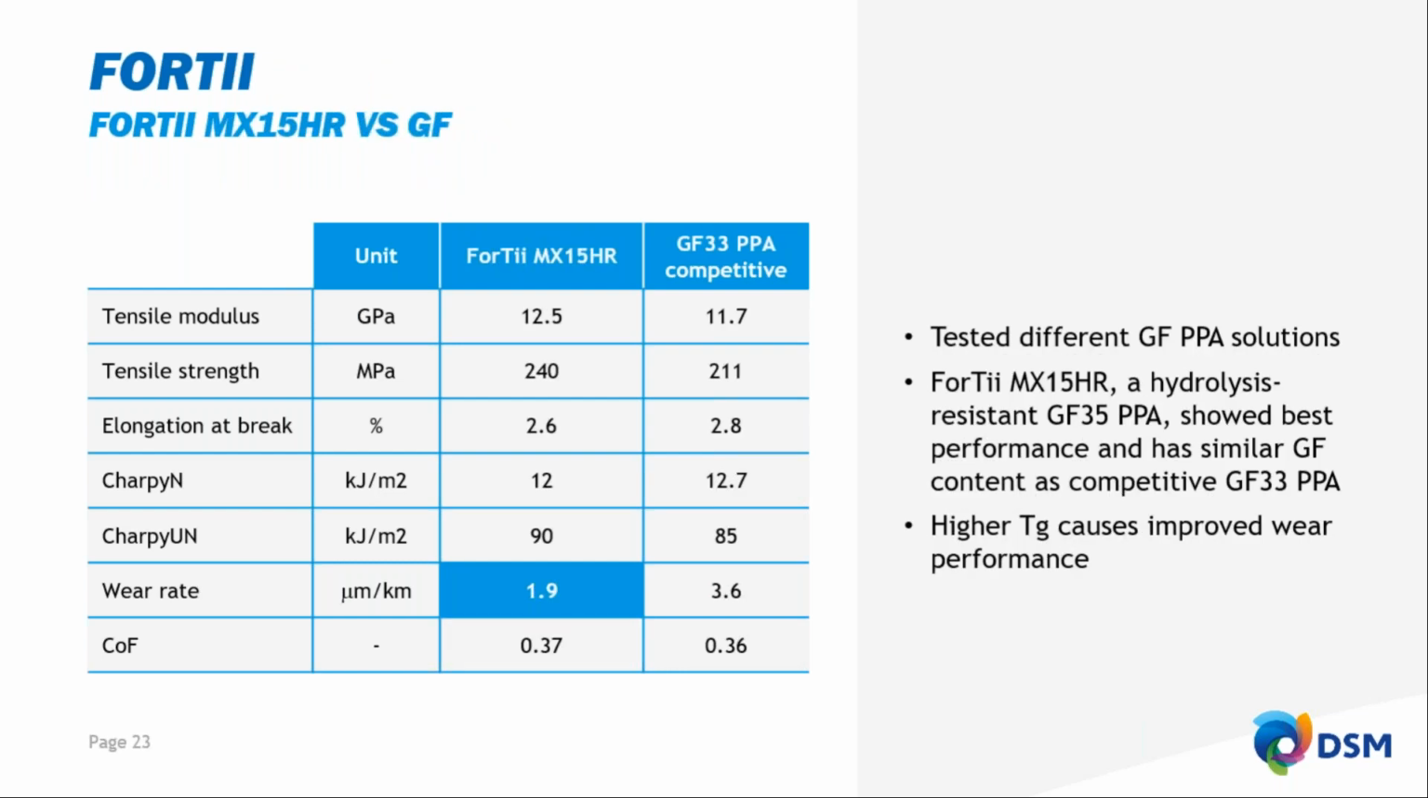So looking at the 35% glass-filled PPA versus a 33% competitive PPA, which is traditionally used for some rod guides out there. Mechanical performance, when we look at tensile modulus and tensile strength, is very comparable. Actually, the 4T is slightly higher. That might be due to the additional couple percent glass, but overall, very good impact resistance.